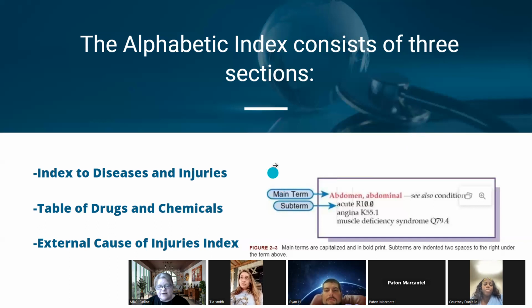And over here on the side, you'll see how the alphabetic index is broken down. You have a main term, which is going to be the term that you're looking for. If you're reading a scenario and you're pointing out your key terms, those are what you're going to start looking for in your alphabetic index. Those key terms is what we call those. And those are done in nice bright red. And then under that, you have subterms.